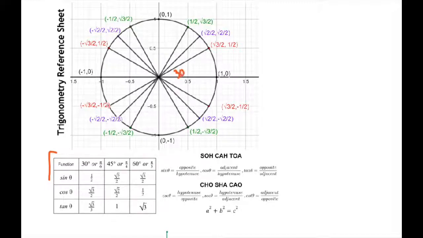It's 30 degrees or pi sixths. The middle one is 45 degrees or pi fourths. And the upper one here is 60 degrees or pi thirds.